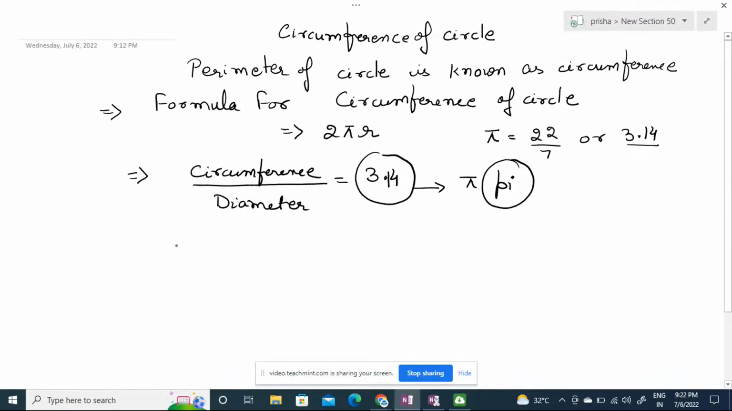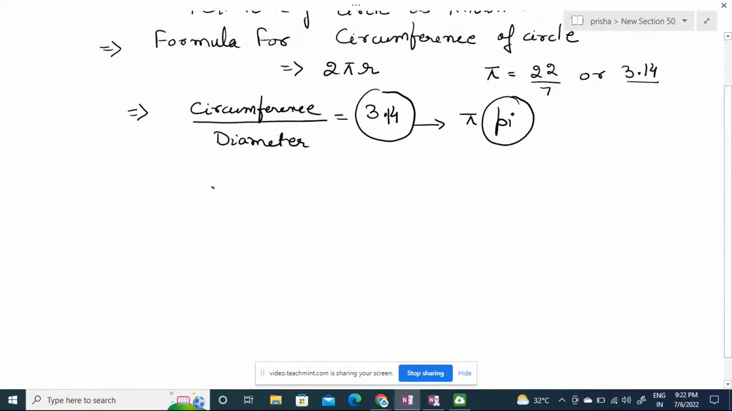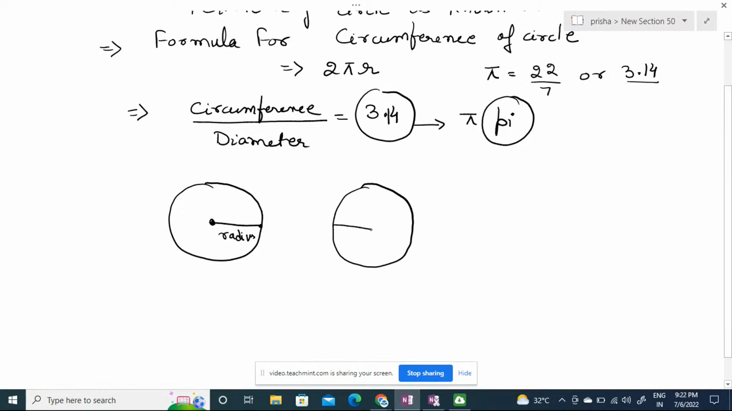Now, what is the diameter and radius of the circle? I am again going to recap it. For example, this is a circle and this is the center of the circle. The distance from any point on the circle to that fixed point is termed as the radius. And if we join two end points of a circle, A and B, passing through the center of the circle, this whole distance is termed as diameter. It is found that diameter is equal to 2 times the radius.